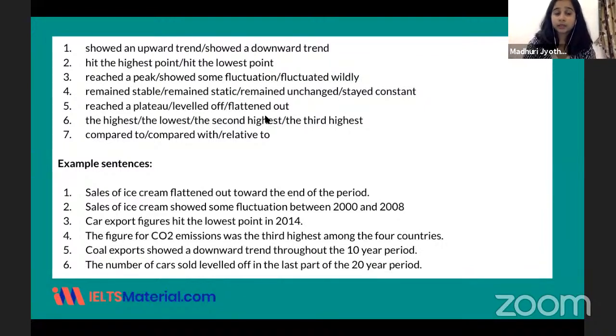We were talking about that from 2014 to 2016, right? So there, what you can do is you can use another vocabulary again to avoid repetition, because when you repeat a certain word multiple times, that gives an examiner the impression that you don't know enough vocabulary to explain that concept. Yeah. So instead of saying leveled off, you can say reached a plateau or flattened out.